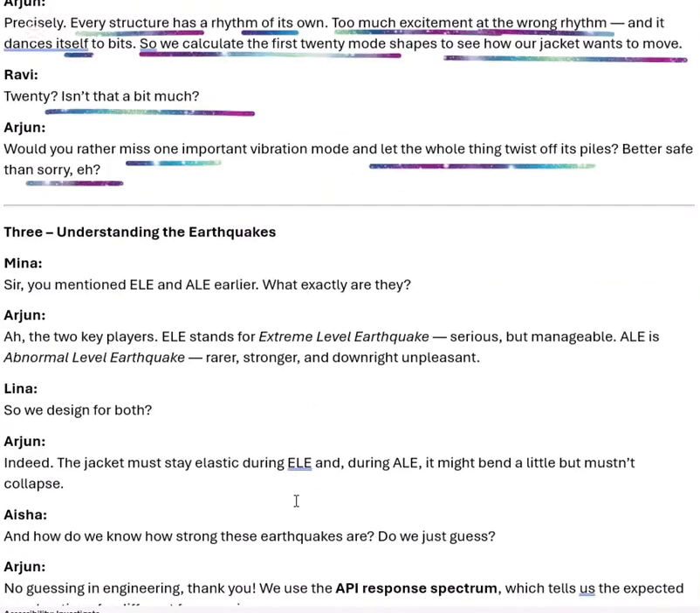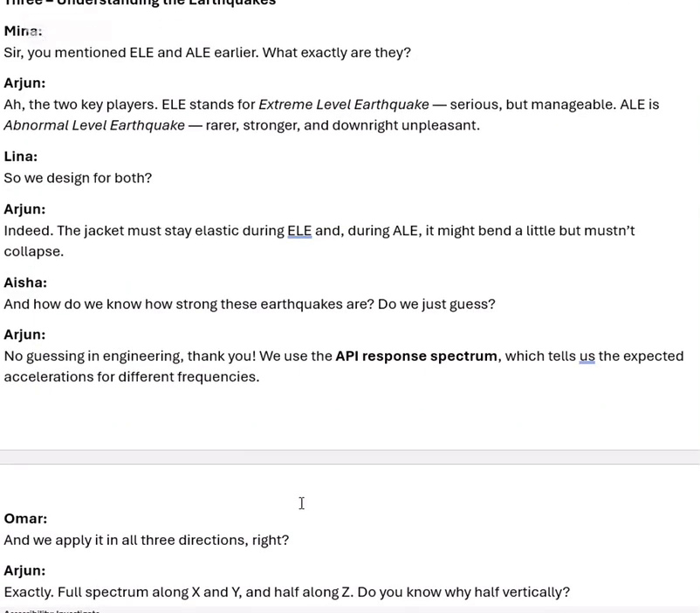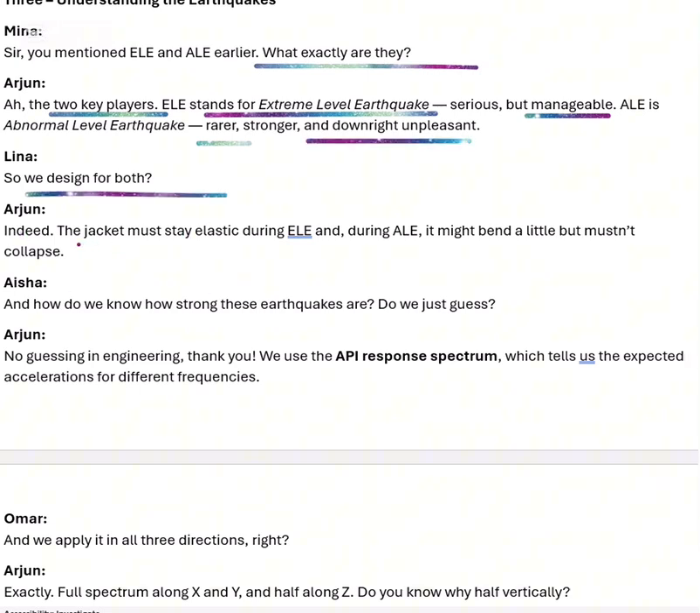So you mentioned ALE and ELE earlier. What exactly are they? The two key players. ELE stands for extreme level earthquake, serious but manageable. ALE is abnormal level earthquake, rarer, stronger, downright unpleasant. So we design for both. Indeed, the jacket must stay elastic during ELE. During ALE, it might bend a little but must not collapse.